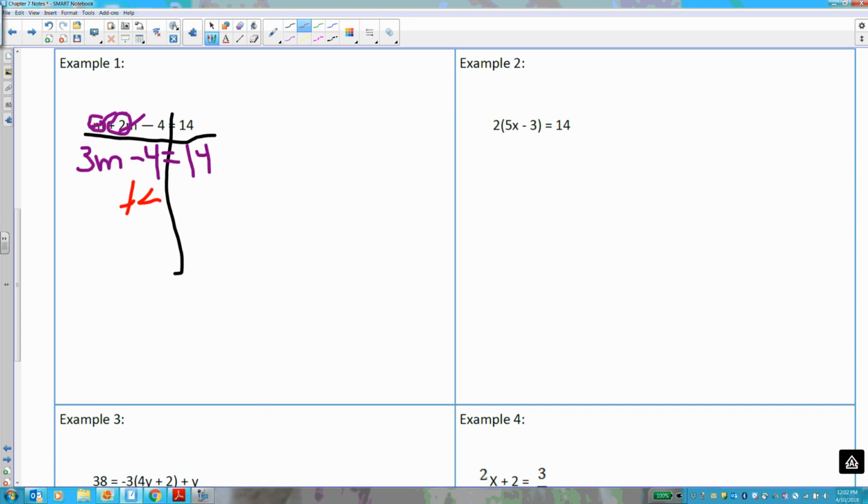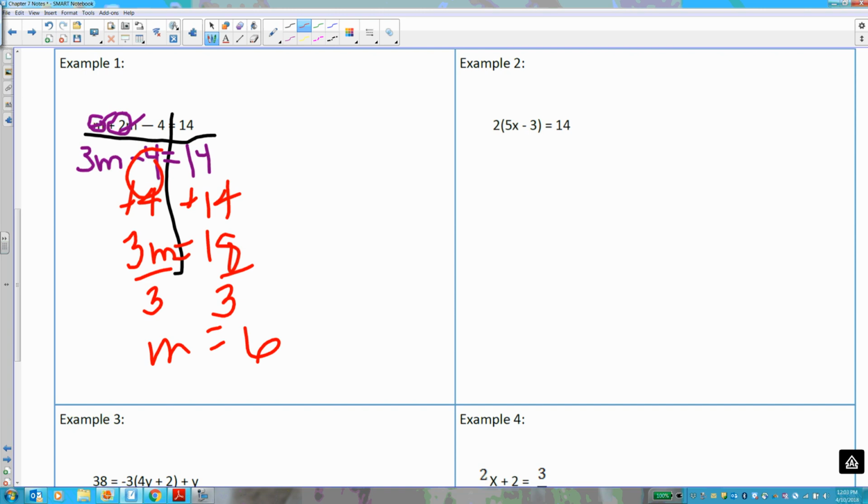So I'm going to add 4 to both sides. Those make 0. 3m equals 18. Divide by 3. Divide by 3. M equals 6. So the part in the red shouldn't be anything new. All of this is from what we've done the past 2 days. The only thing that's new is that purple stuff.